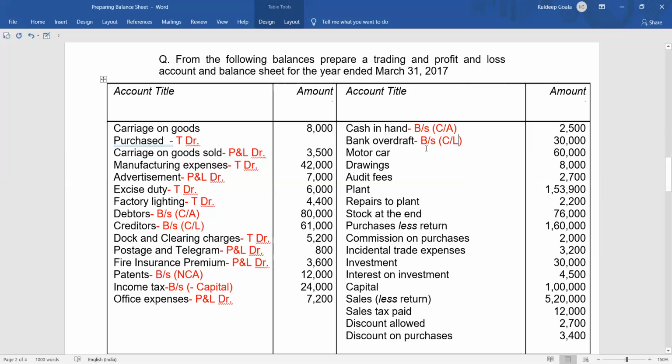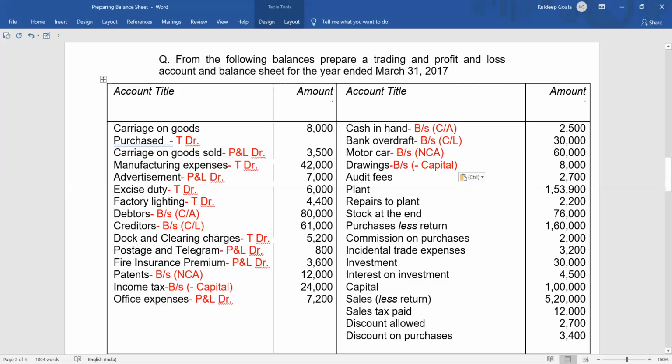Then motor car. Motor car is a balance sheet item, but it is a non-current asset, right? Then coming to drawings. As we have seen in the case of income tax, drawings is also a balance sheet item, and it will be deducted from the capital. It will come in the balance sheet, minus from the capital.